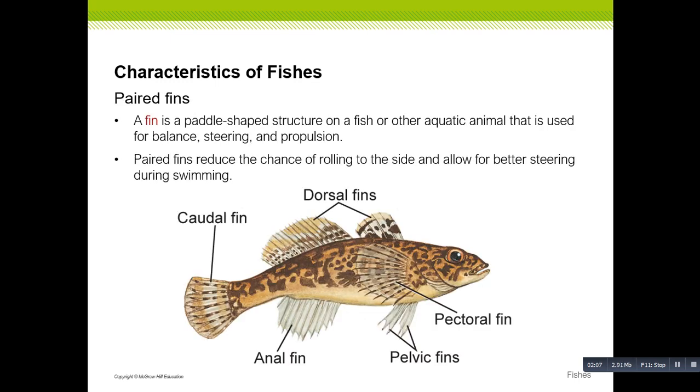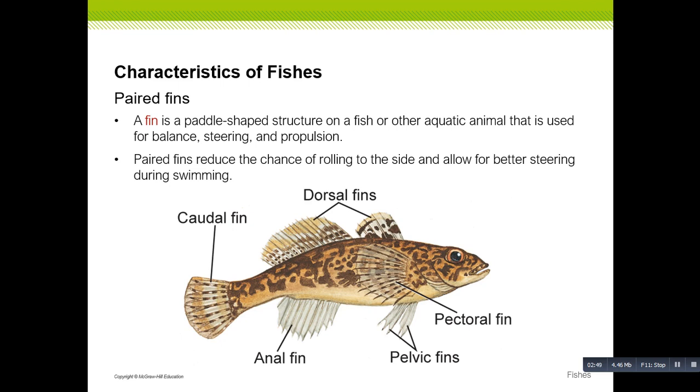Now, one of the biggest things that you're going to have to identify in your perch dissection is the variety of fins that exist on a fish, and they all serve very specific purposes here. So notice we have a caudal fin, we have dorsal fins, we have pectoral fins, we have pelvic fins, and we have an anal fin here. Now, some of our fins exist as singular fins, but some of our fins are paired fins. And we'll talk about what that means here in just a second.